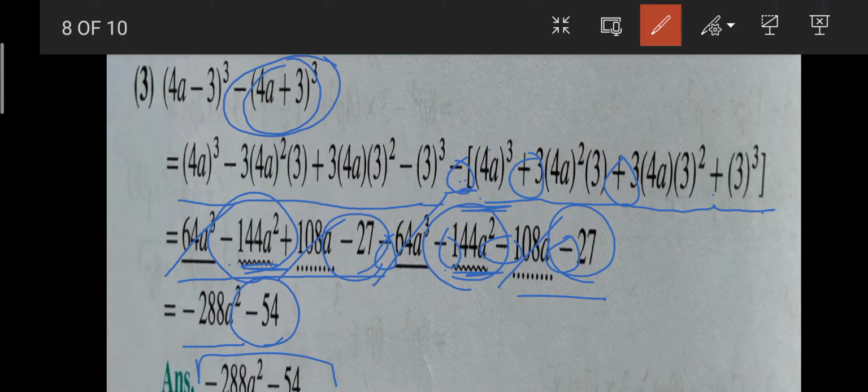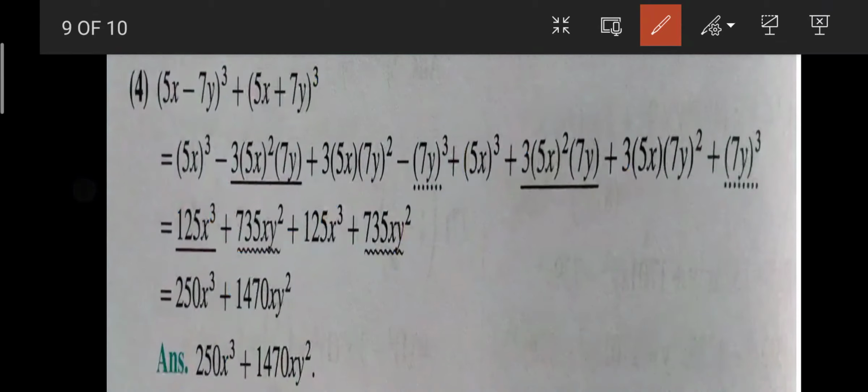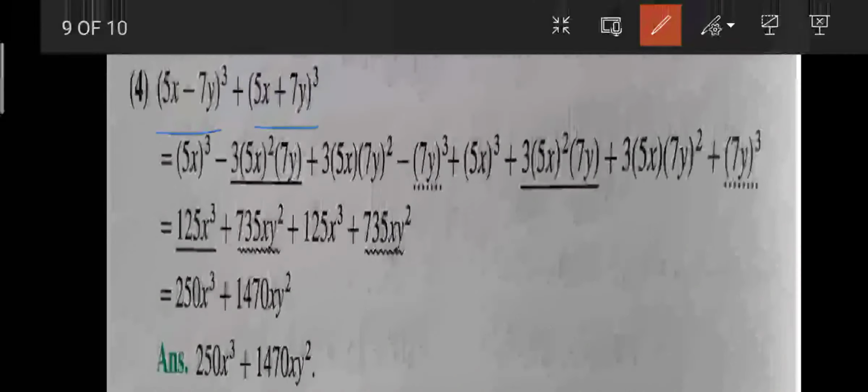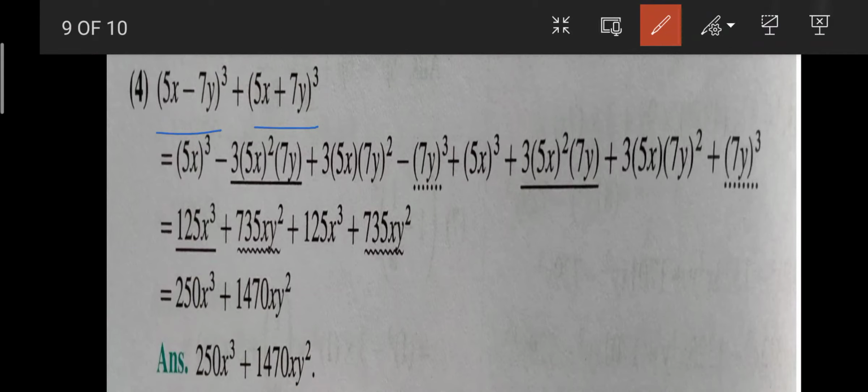Now the fourth question that we will do is (5x minus 7y) the whole cube plus (5x plus 7y) the whole cube. So here, students, one is minus and one is plus, and in between it is a plus sign. So when we open the bracket, we get this answer: 5x cube minus 3 into 5x square into 7y plus 3 into 5x into 7y square minus 7y cube.